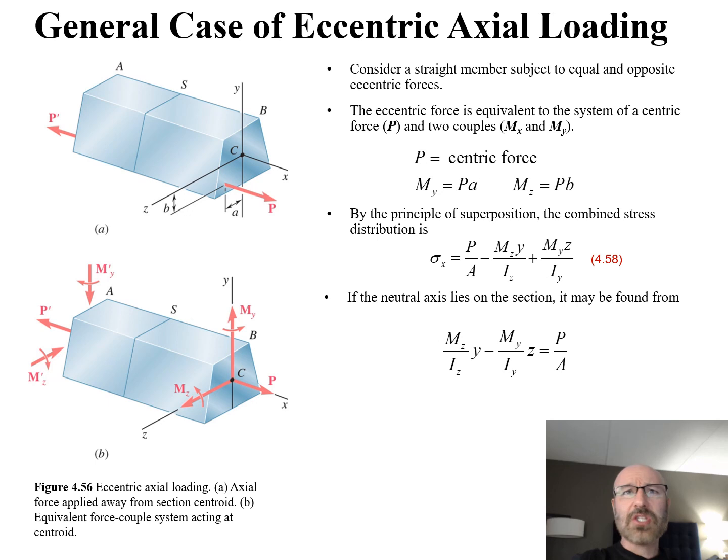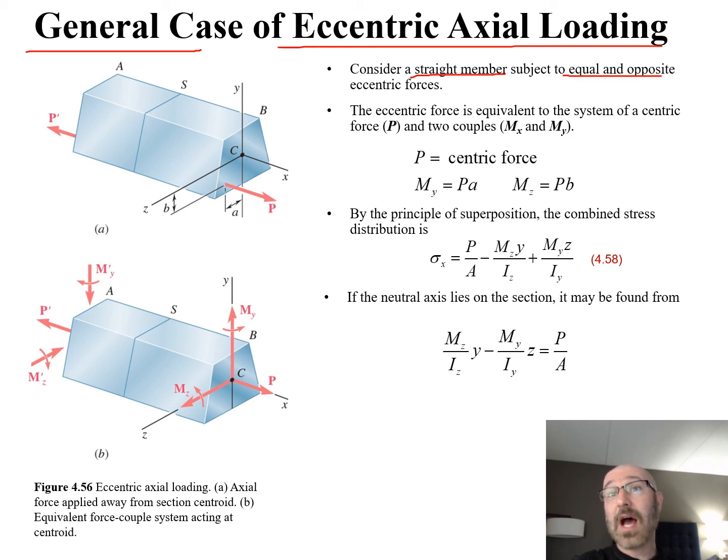Next, I want to take a look at the general case of eccentric axial loading. Now for this here, what we want to do is consider a straight member that's subject to equal and opposite eccentric forces. So we can see down here, here's our eccentric forces. They're not going through the center right over here. This makes it eccentric, and you can see that these are both equal and opposite, P and P prime.